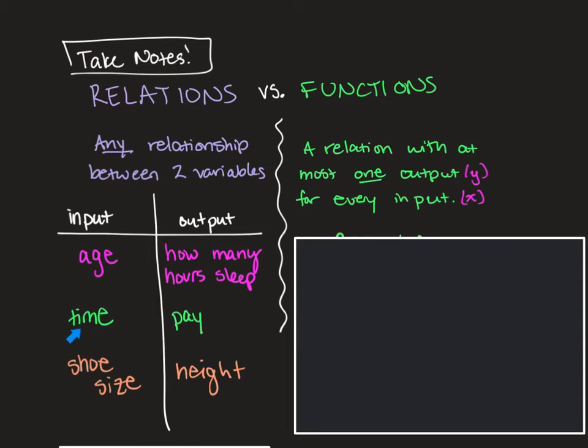Whereas if you have a job, hopefully the amount of time you work correlates to the amount of pay you get if you're getting paid by the hour. So like 8 hours, $90. 10 hours, $150. 1 hour, $15. Whatever it is that you're getting paid, hopefully there's a relationship there. And then you can say, okay, if your shoe size is 8, how tall are you? That's a relation. That's not necessarily a function. Okay. So again, function, one output for every input.